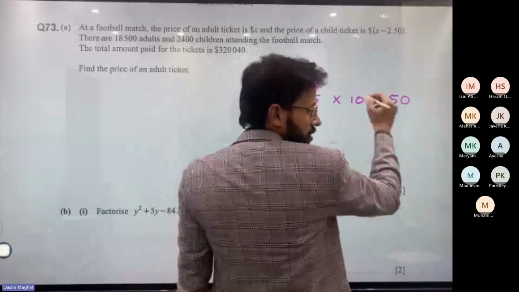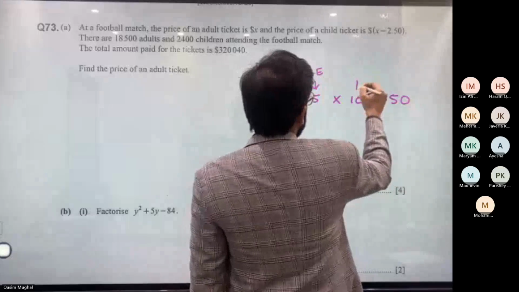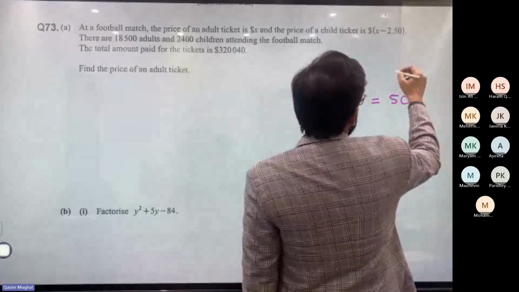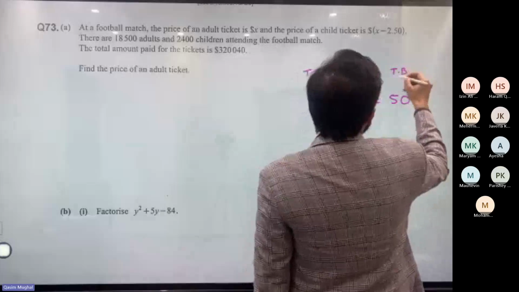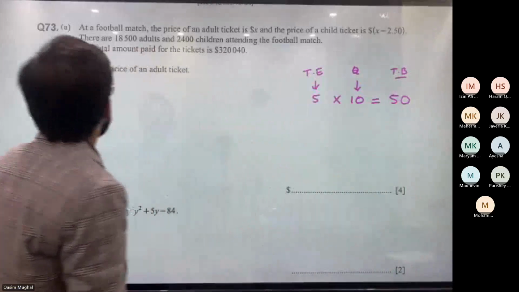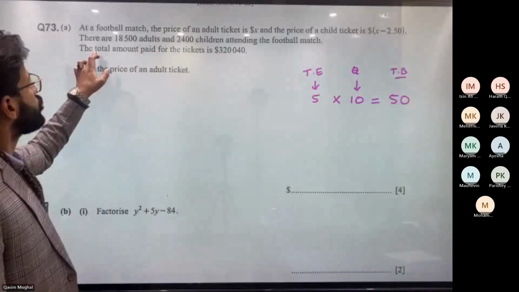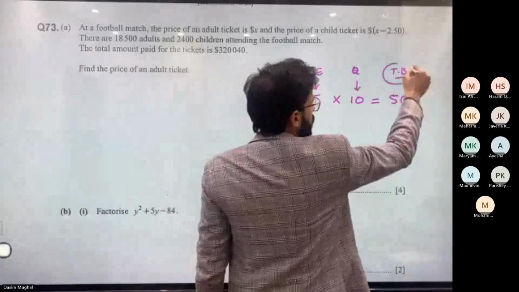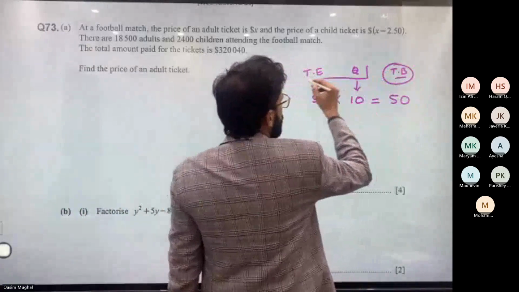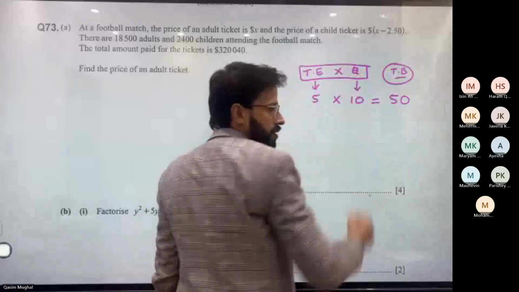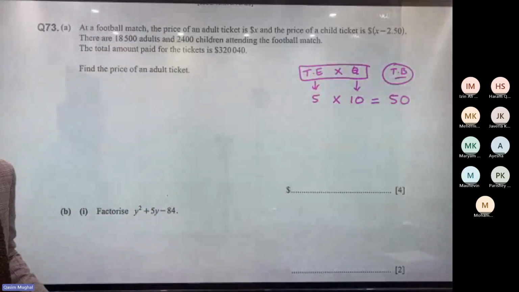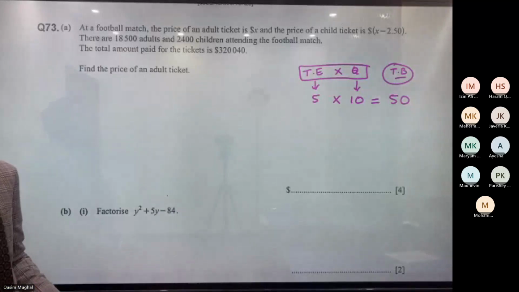Ticket price of each, number of people, so you can call it quantity. What is this? Total collection or the total bill. ठीक हो गया? What are we talking about? The total amount. We need an expression for this, which is the ticket for each times the quantity.